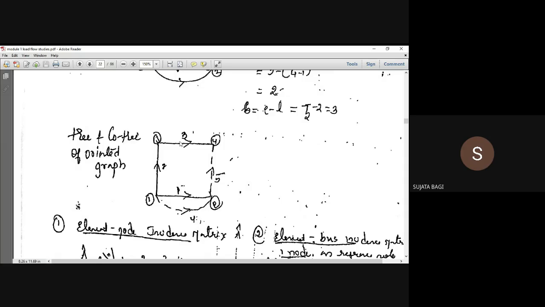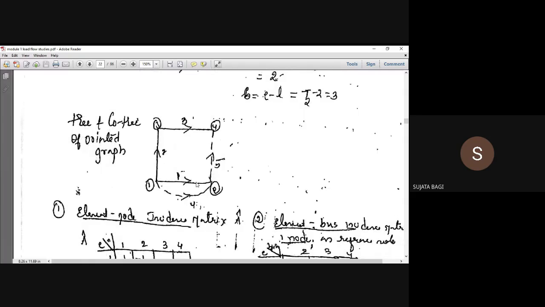The number of branches is equal to the number of cut sets. Actually, cut sets are not in your syllabus. Previously it was there. So what I told is that the number of branches is nothing but the number of cut sets, and the number of links is nothing but the number of loops. With this concept, the main topic I'm going to discuss is the element to node incidence matrix.